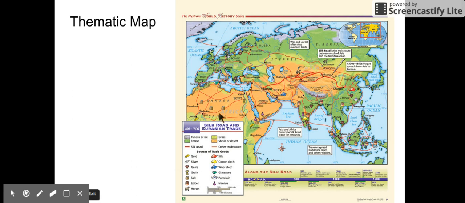Another important component of a map is the compass rose. The compass rose is going to clearly identify the directions north, east, south, and west. Take a second to see if you can find the compass rose on this thematic map of the Silk Road and Eurasian trade. There we go, right here in the middle of the Indian Ocean, and you can see that they clearly identified where north was.